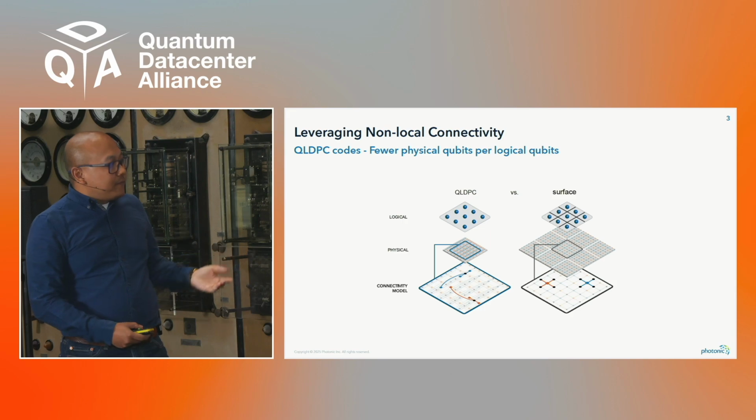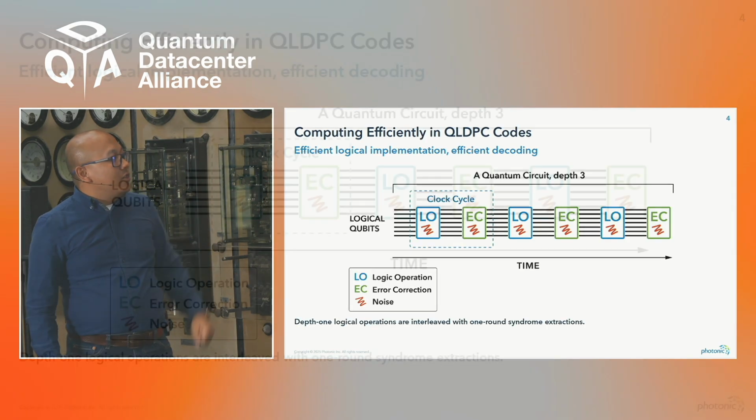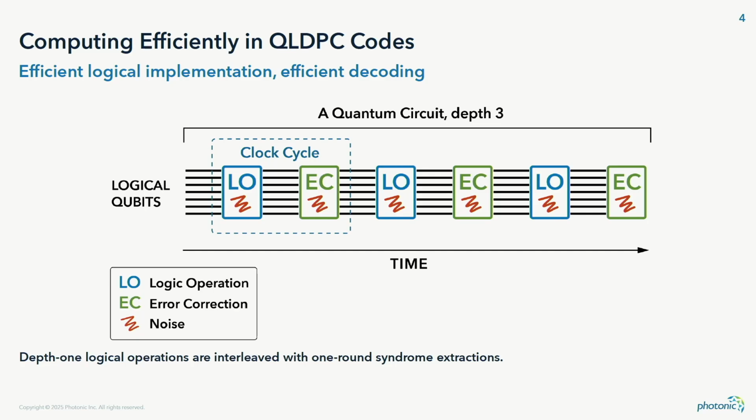So now let's take a look at how we implement logic in the QLDPC codes that we just launched a few months ago. In this scenario, the way we implement logic is by interleaving logical operation, a depth one circuit of logical operation, with an error correction cycle. And you repeat this depending on the depth of the circuit that you want to run. In this example, it's a quantum circuit of depth 3. So it will be logical operation, error correction, logical operation, error correction, logical operation, error correction, and so on.